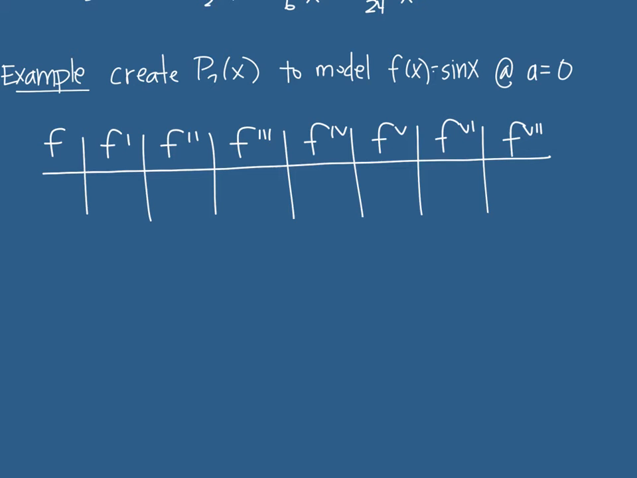So I am plugging 0 into f, and then f prime, and then f double prime, etc. Okay, so plug 0 into f: 0. Great. Plug 0 into f prime. What is f prime? Cosine, and 0 into cosine is 1. Plug 0 into f double prime, which is negative sine, so back to 0. Plug 0 into f triple prime: negative 1. I told you it was going to be okay.